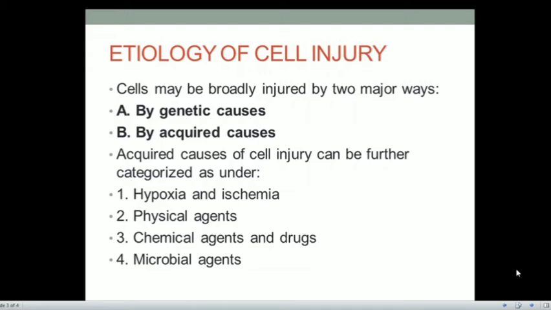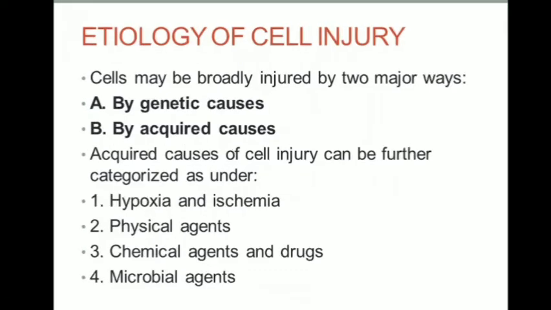Second, we have the physical agents. Physical agents in the causation of disease are mechanical trauma, for example road accidents, thermal trauma, for example by heat or extreme cold, electricity, radiation like UV rays and ionizing radiation, and rapid changes in the atmospheric pressure.